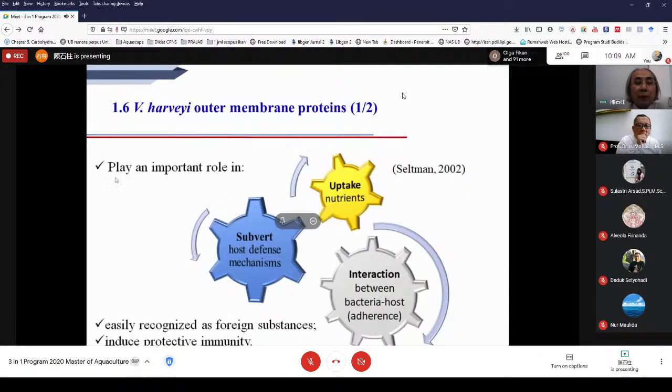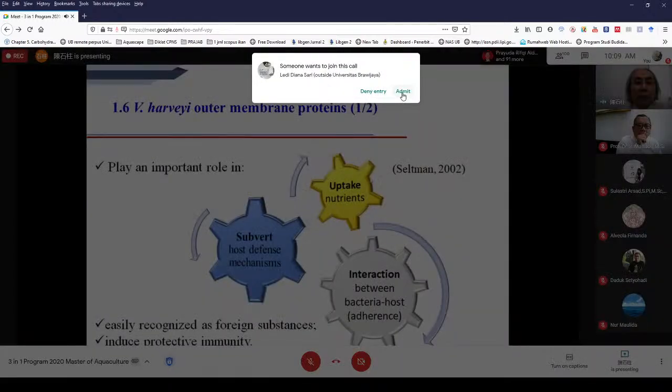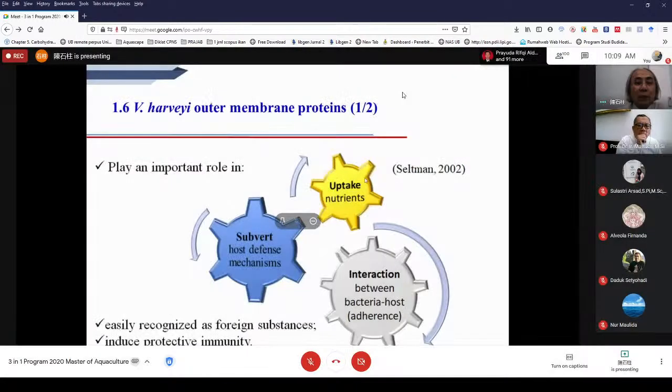So how do they play an important role? For instance, I wish to mention nutrition, which can provide good fish health and growth performance. And how to enhance the fish defense mechanism. The interaction between the bacteria and host adhesion is also important. If bacteria cannot adhere and cannot invade, they cannot cause disease. So how they adhere is important. It is easily recognized as a foreign substance.